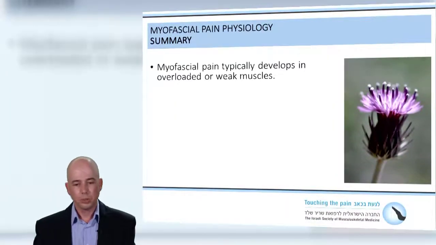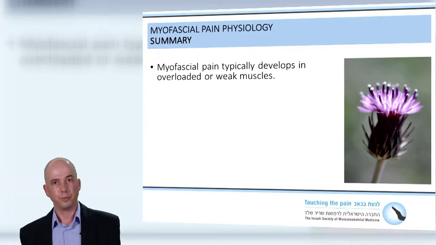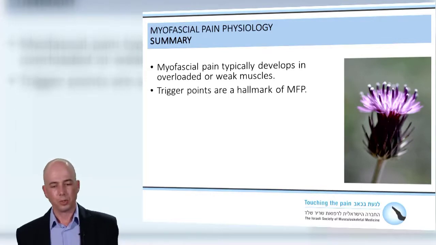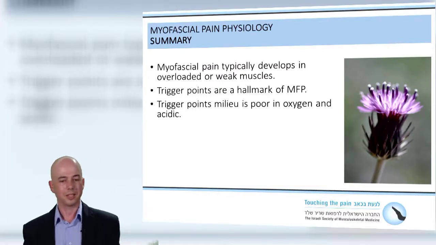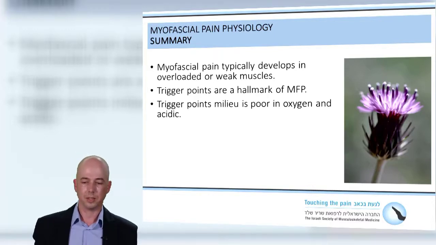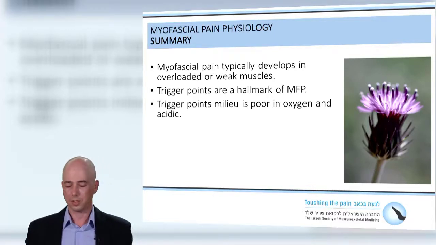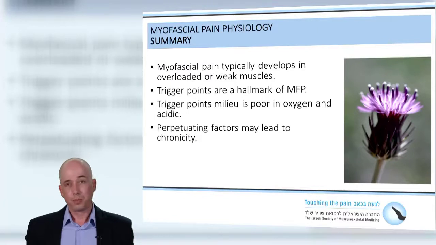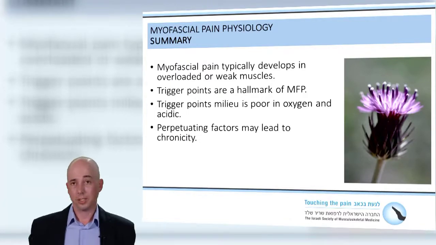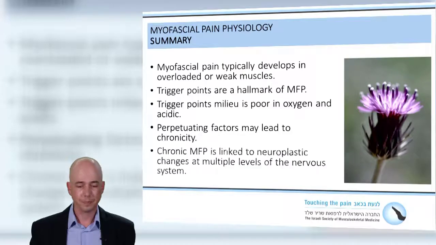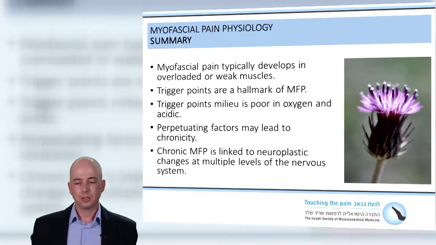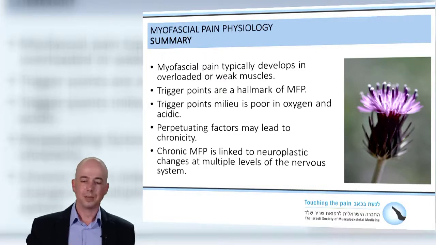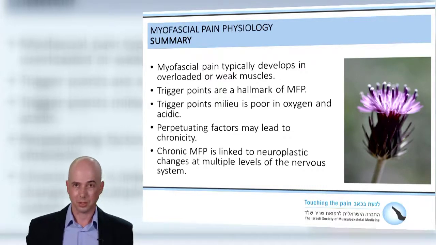So to conclude, we have seen that myofascial pain typically develops in overloaded or weak muscles. The trigger points, which are the hallmark of myofascial pain, are characterized by a milieu that is hypoxic, poor in oxygen, and acidic. That perpetuating factors may lead to chronicity of acute myofascial pain, and that chronic myofascial pain is often linked to neuroplastic changes at multiple levels of the nervous system.